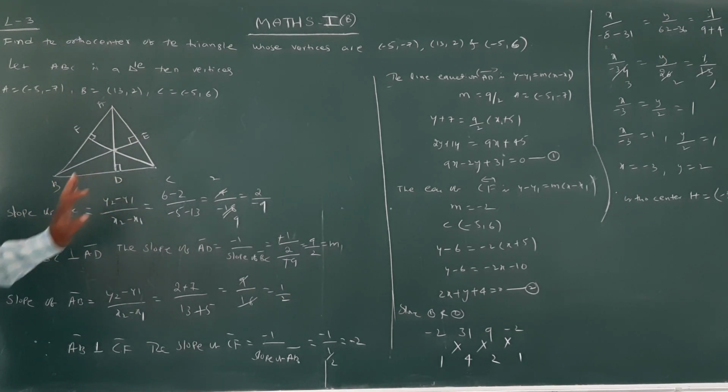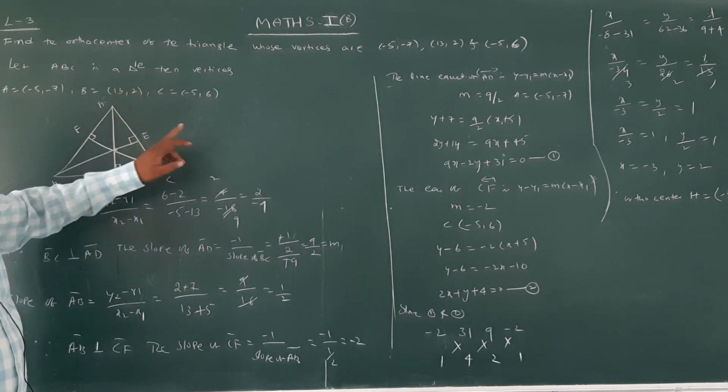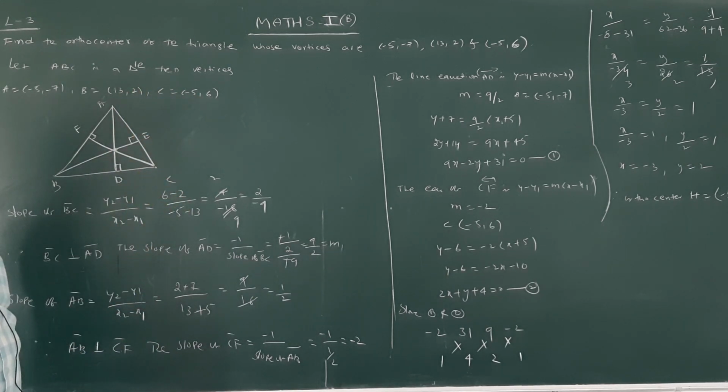Slope of BC is equal to, what is the formula? y2 minus y1 by x2 minus x1. For BC, that is 6 minus 2 by minus 5 minus 13. 6 minus 2 is 4, and minus 5 minus 13 is equal to minus 18. So the slope is 4 by minus 18, which is minus 2 by 9.